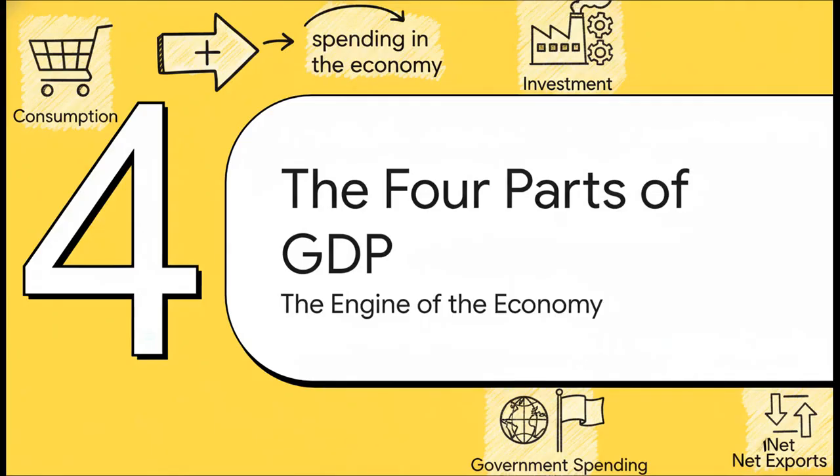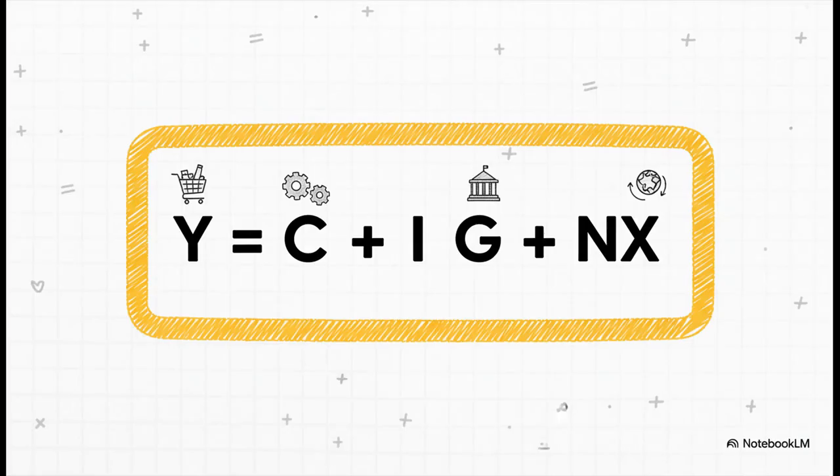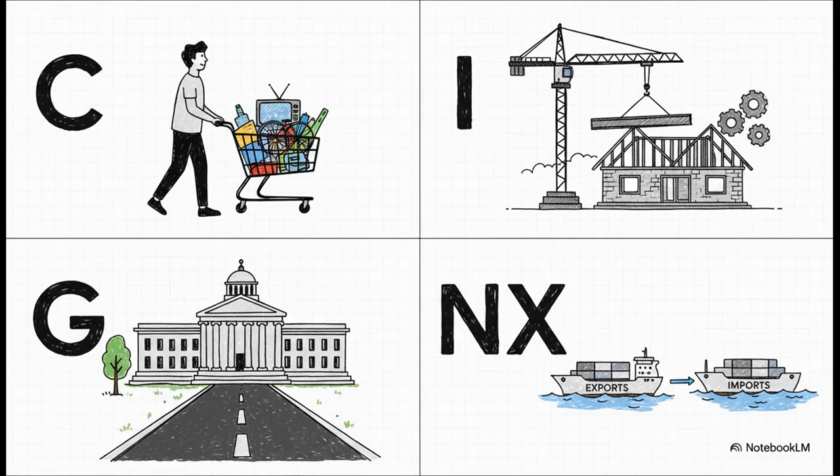Okay, so we've totally dissected the definition. We know what it is. But how do economists actually calculate the number? Well, they add up all the spending in the economy, which they've neatly sorted into 4 big buckets. And here is the famous equation that does all the work. Y is just the symbol for GDP. And it equals the sum of these 4 letters, C, I, G, and NX. So pretty much every dollar spent fits into one of these categories.